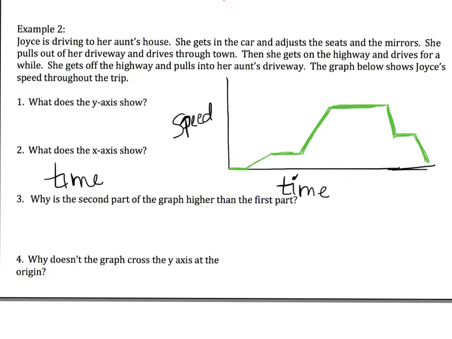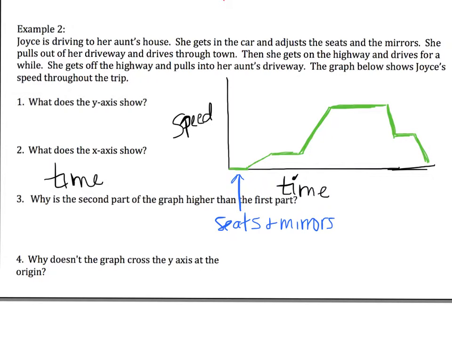This is how I drew my graph story. Does yours look similar? This one was definitely tougher than the first one. The first thing to notice is that she is in the car and adjusting her seats and mirrors. Well, that's this part here. Time is passing, but she's not moving. I'll just write seats and mirrors.